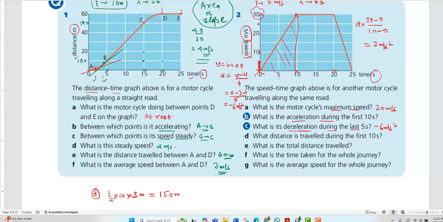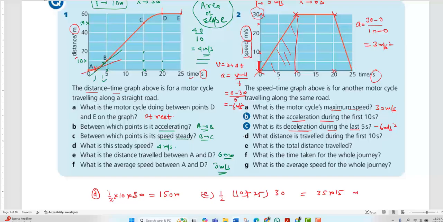Okay. What is the total distance traveled? The total area. So you have to calculate the area of the trapezium. Half into sum of the parallel sides. This side is how much? 10. 0 to 25. Sum of parallel sides, 10 plus 25, into distance between the parallel sides, 30. So that is equal to what? 35 into 15. So you can solve this.